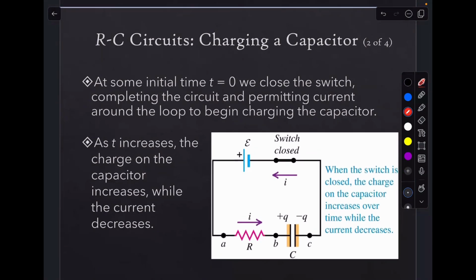So we let some initial time, t equals 0, be the time when we close the switch, the circuit is complete, and we're allowing the current to move around the loop and begin charging the capacitor. So when we close that switch, there is a current flow, and that current moves around the circuit and begins depositing charge on those two conducting plates, all right? And so what we're going to monitor or, you know, write down mathematically is how the charge increases on those plates as a function of time.